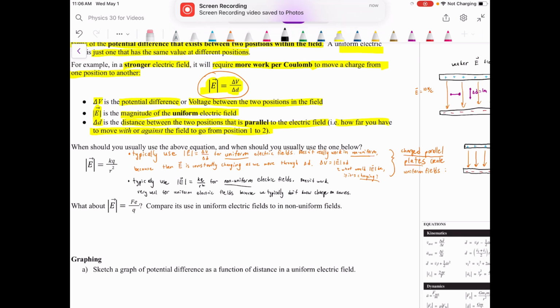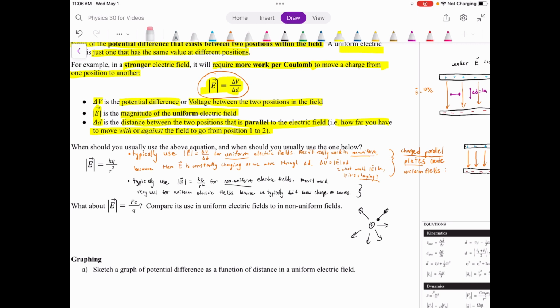So what produces non-uniform fields? Typically, as we've seen, point charges. A little positive charge gives off an electric field like this that we know is non-uniform. It changes depending on where you are. If you're closer, it's stronger. If you're farther away, it's weaker.